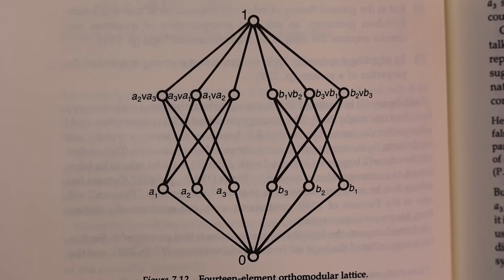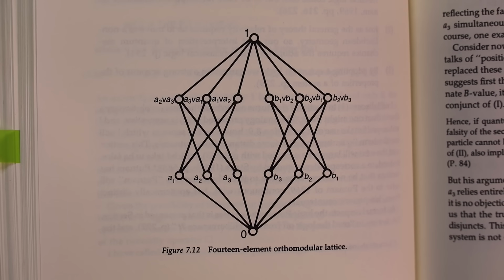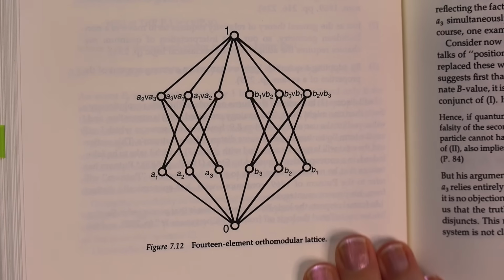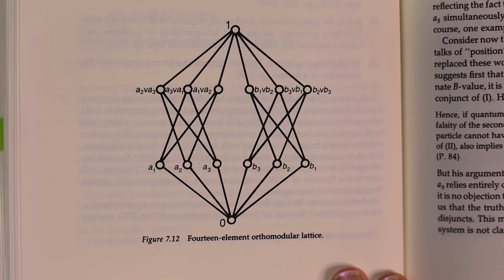I think I only understand it well enough to say what I've said about the difference between it and the classical example. But there are some more interesting looking diagrams further through this book, like this 14-element orthomodular lattice that has got something to do with observables of quantum systems.